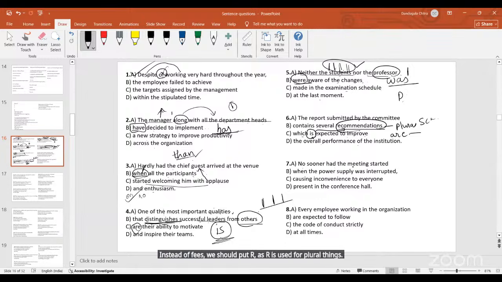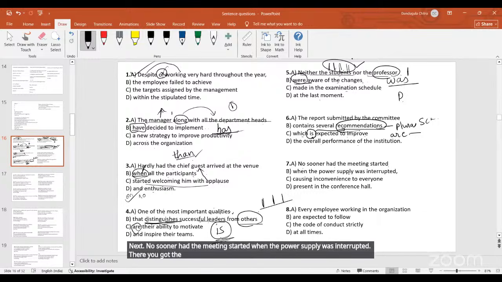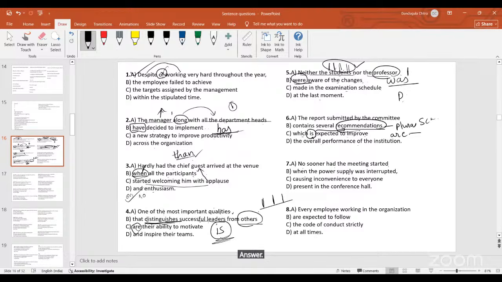Next, no sooner had the meeting started when the power supply was interrupted. There you got the answer. Option B, sir. Yes, then. Yes, no sooner than. No sooner than, not when.